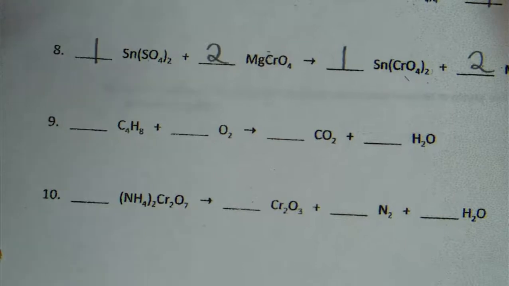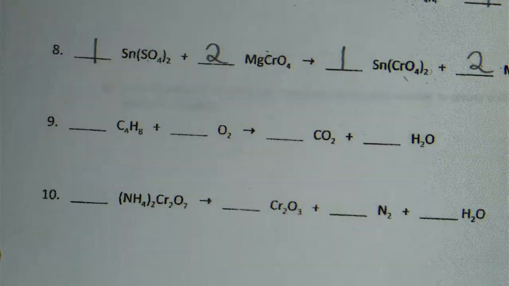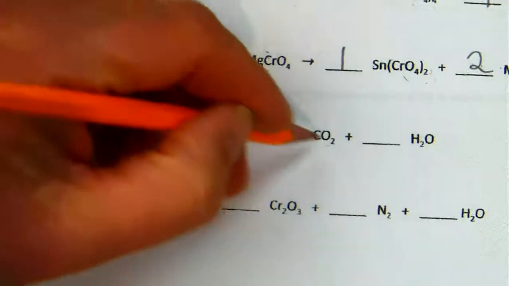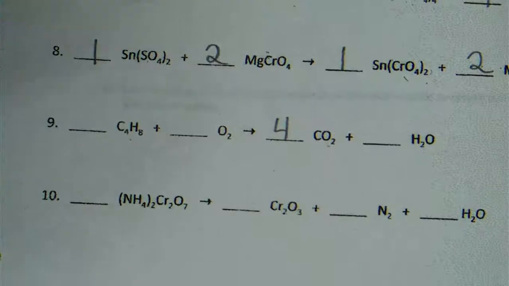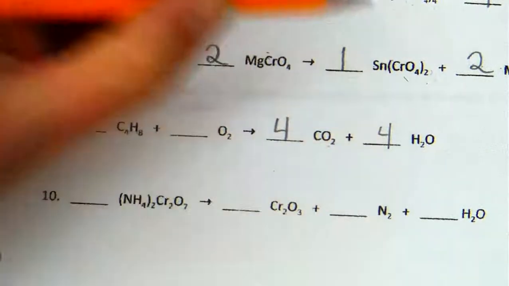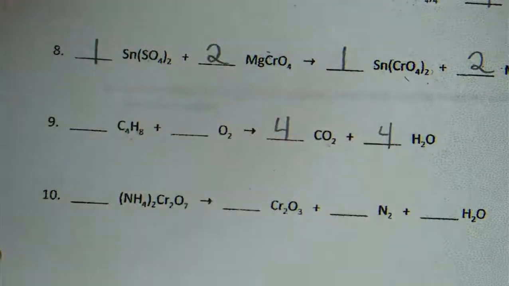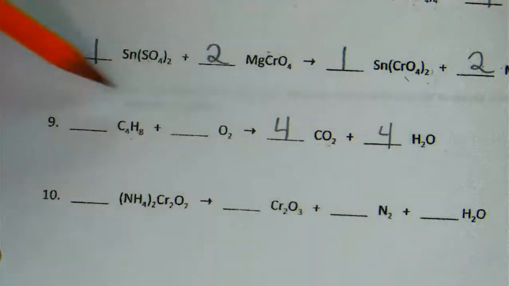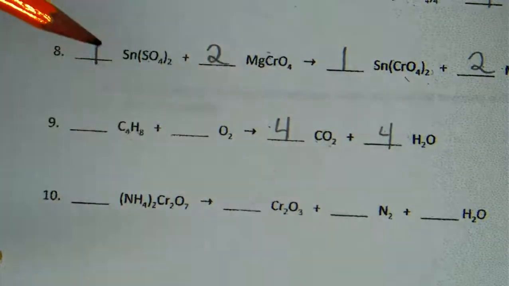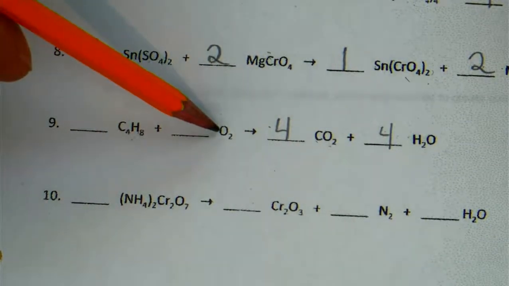Okay, so balancing this, the rule of thumb is do the oxygens last. Looking at this, I have 4 carbons on the left, so let's start off with 4 carbons on the right. I have 8 hydrogens on the left, so let's make them 8 hydrogens on the right with a coefficient of 4 in front of the water. Now I have the carbons taken care of, and I have the hydrogens taken care of. The only headache left, oxygen.